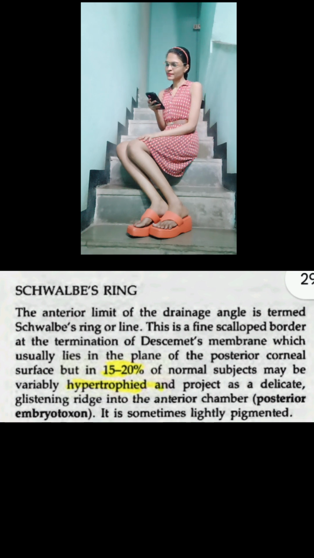Schwalbe's ring. The anterior limit of the drainage angle is termed Schwalbe's ring or line. This is a fine scalloped border at the termination of Descemet's membrane, which usually lies in the plane of the posterior corneal surface, but in 15 to 20% of normal subjects may be variably hypertrophied and project as a delicate glistening ridge into the anterior chamber, that is known as posterior embryotoxon. It is sometimes slightly pigmented.